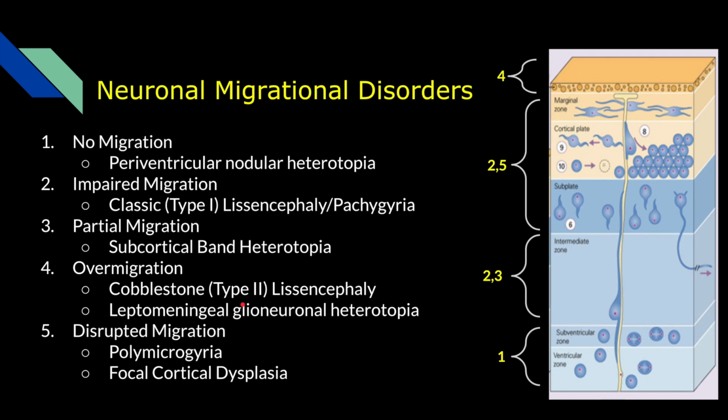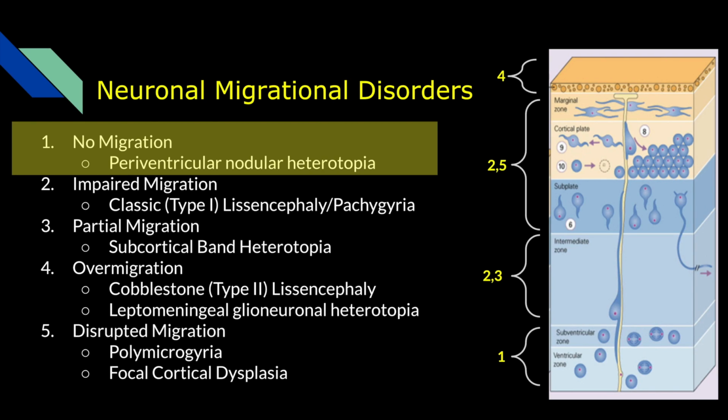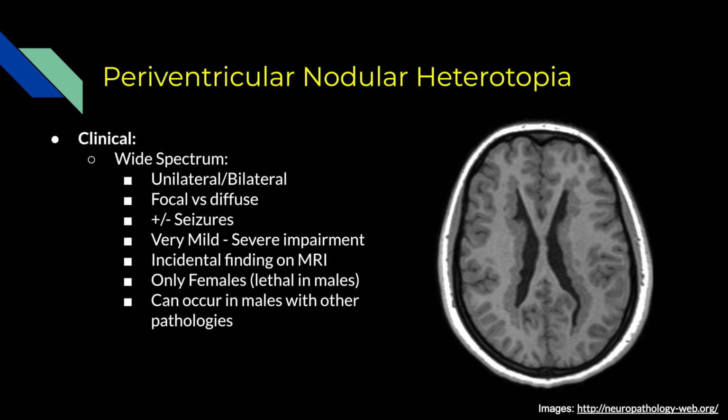And then you can have disrupted migration, where it's still unclear what the exact mechanism is, but perhaps there's an insult that occurs during the process of migration that leads to this disease called polymicrogyria, or focal cortical dysplasia. So let's look at those separately. Let's start with what happens when you have no migration. And really, this is the disease called periventricular nodular heterotopia.